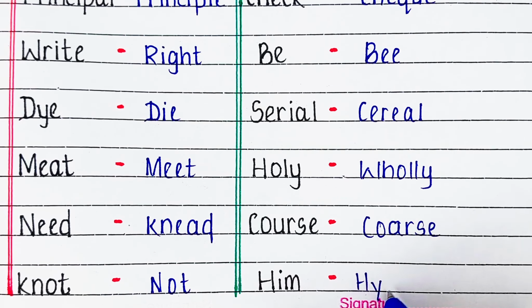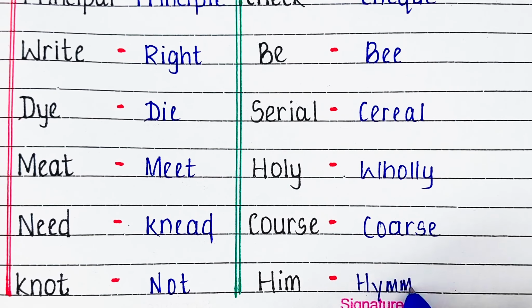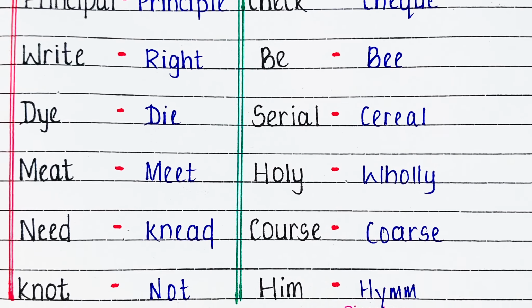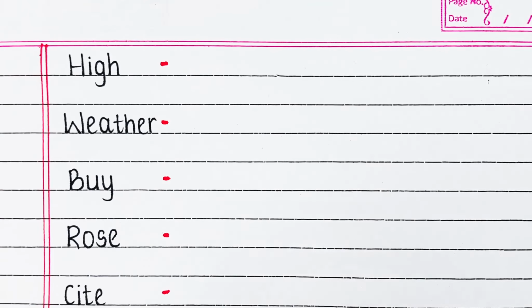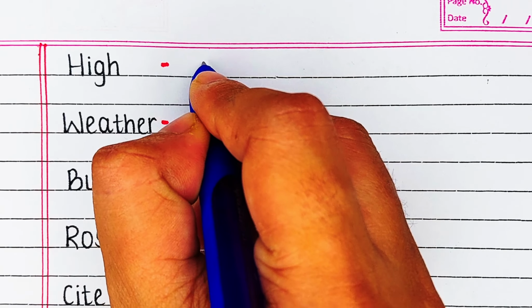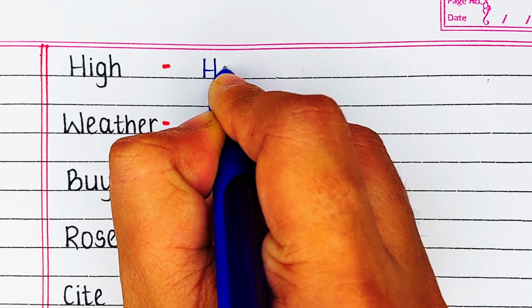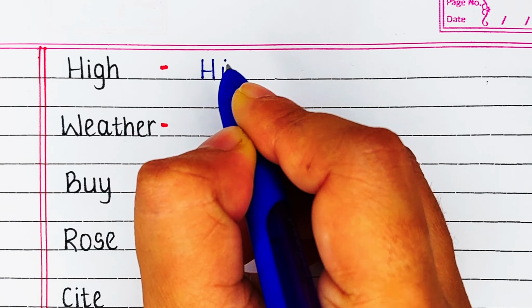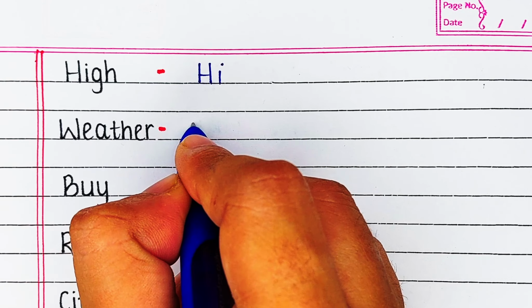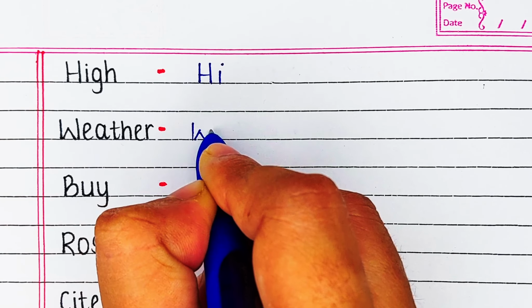Next pair of confusing words, hymn. HIM denotes the male person, whereas HYMN denotes a song that praises God. Next pair of confusing words, high. HIGH means elevation, whereas HI is used to greet someone.